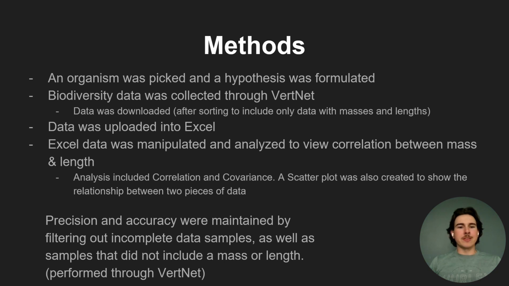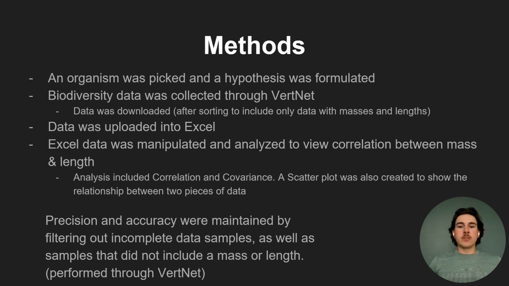All right, let's go over my methods. First off, an organism was picked and a hypothesis was formulated. We could pretty much pick any animal, and I chose to do the common gray squirrel just because there was the most data on that. Then the biodiversity data was collected through a program called VertNet, which has a whole bunch of biodiversity data from all over the world. This data was then downloaded after sorting to include only the samples that had masses and lengths. This data was then uploaded into Excel, where we could actually see all of it lined out. There were about 100 rows of data and about 500 columns worth of data, and that was after sorting to only include the masses and the lengths.